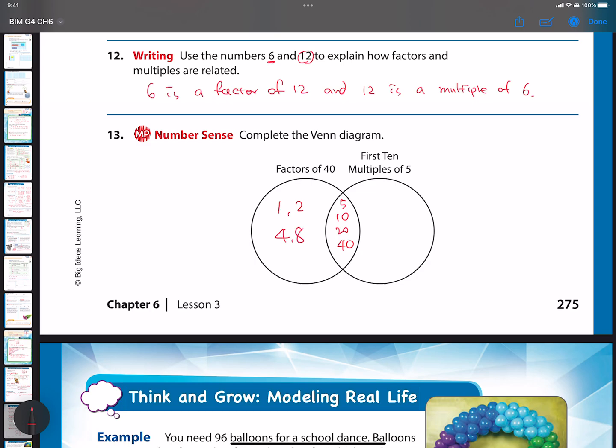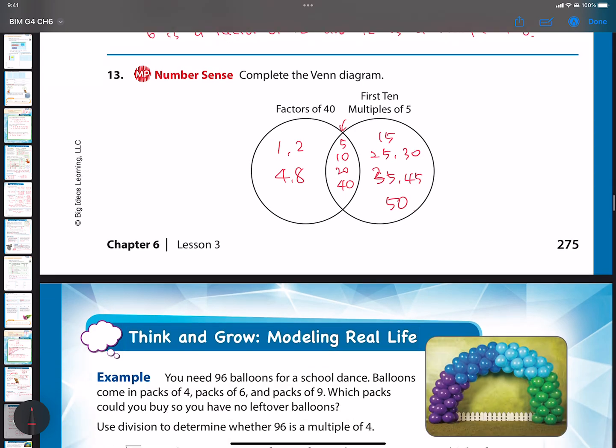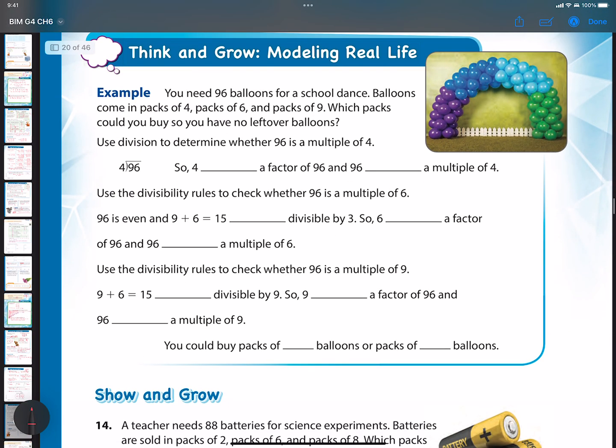Yeah, for a video you can move or you can rewind, okay, and then watch it again. And the first 10 multiples of 5 which do not belong in both sides are 15, 25, 30, 35, 45, and 50. All right. Okay, let's move on to our last page.